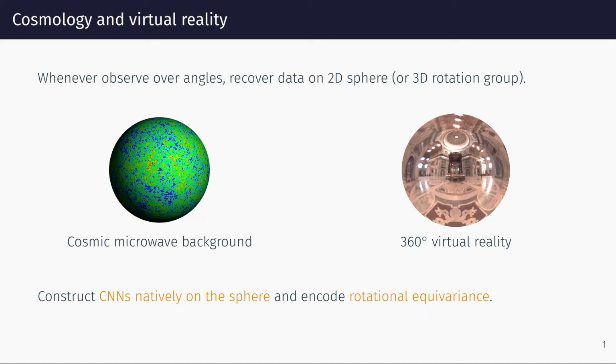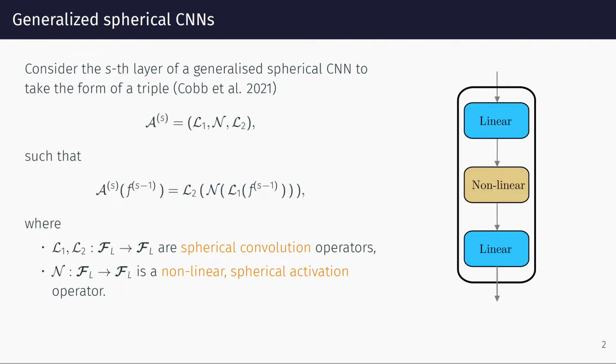To transfer the remarkable success of deep learning to applications involving spherical data, we need deep learning models such as CNNs defined natively on the sphere. Just as planar CNNs encode translational equivariance, one of the key factors responsible for their success, spherical CNNs should encode rotational equivariance. The construction of spherical CNNs has received considerable attention in the recent literature.